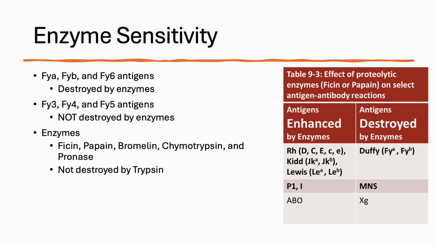And as you can see on the table, the enzyme treatment can enhance some antigens like RH, KID, and Lewis, but it's going to destroy others like MNS and Duffy. So if you understand these patterns, it can help you, and it's a key in interpreting antibody panels and resolving those discrepancies that you might find.